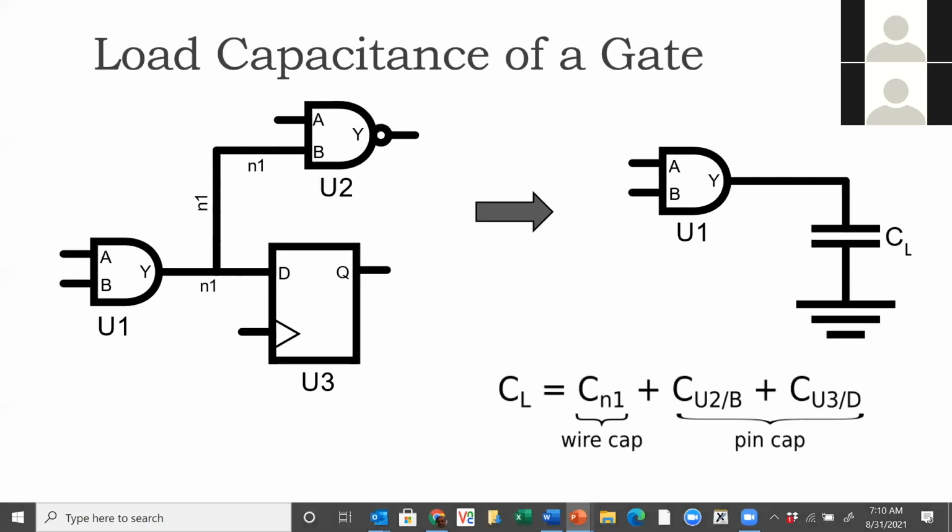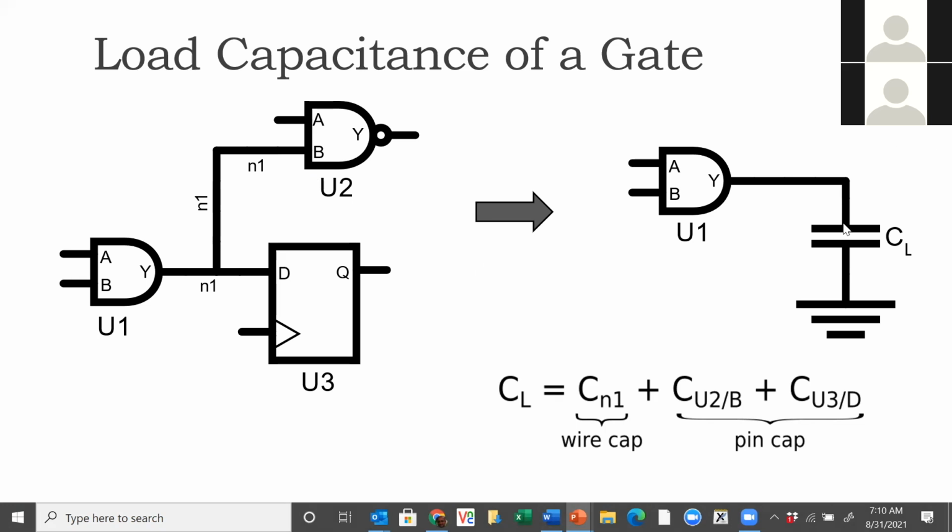To get started on this topic, the first thing to understand is that in a logic circuit, every gate is driving some capacitance. As an example here, you see the 2-input AND gate U1 driving a couple of standard cells. One is a flip-flop, the other is a 2-input NAND gate. There's also the net connecting all the pins that U1 is driving. So the net N1 connects 3 pins. And if you look at the capacitance that U1 is driving, it comprises the capacitance of the net N1 plus the input pin capacitances of U2 and U3.